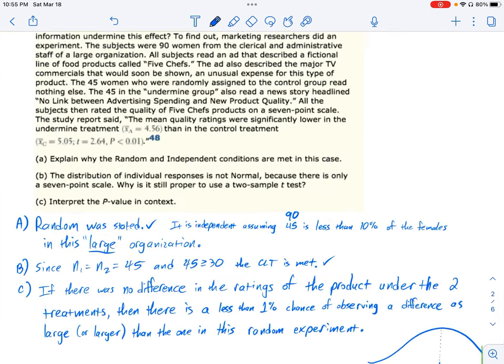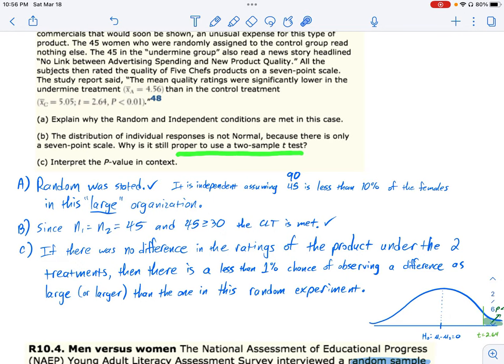If it's a large organization, like a massive company, there's probably more than 1,000 people in it. B, the distribution of responses is not normal because there's only a 7-point scale. Why is it still proper to use a 2-sample t-test? They're trying to key you into the normal condition, because we just did random and independent. So what's left? Normal. And even though the responses were not normal, if our sample is large enough, greater than 30, the CLT will be met and we are good to go. So that explains why it's still proper to move on.